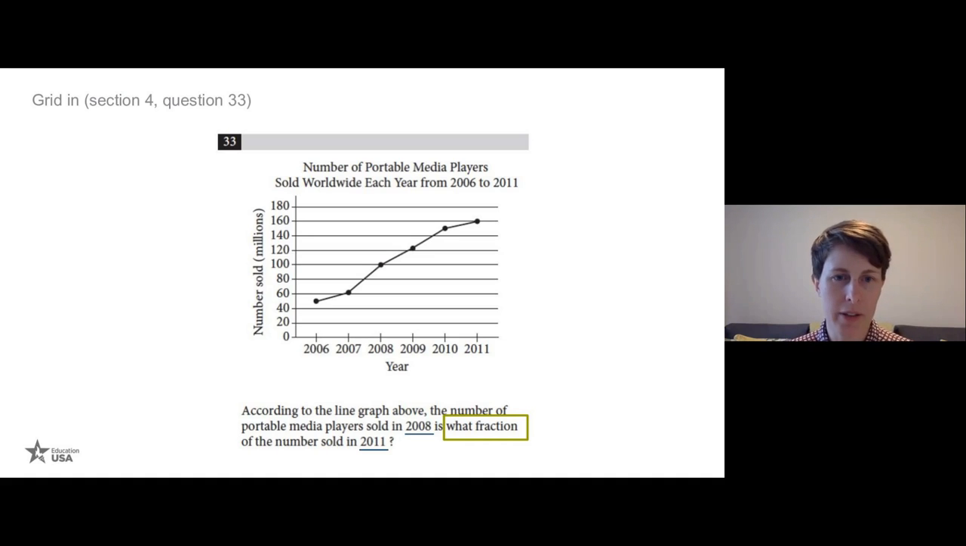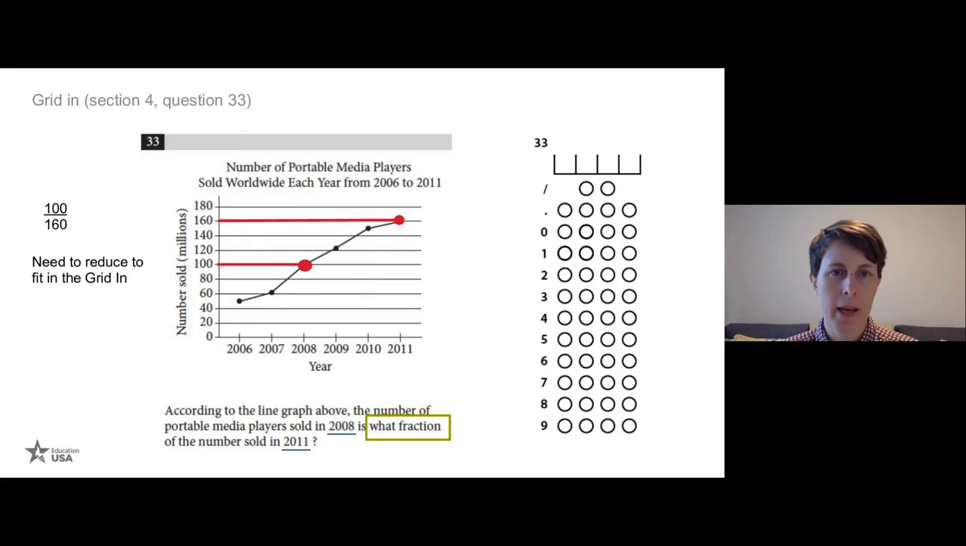So basically, it's just asking you to make a fraction, 2008 compared to 2011. And when it comes to creating a grid-in, 2008 versus 2011 would be 100/160. That number is too big to grid in, right? So you have to reduce the fraction in order to grid it in. So what would be the reduced fraction? You can put it in the chat. What would be the reduced fraction that you would be able to grid in here?